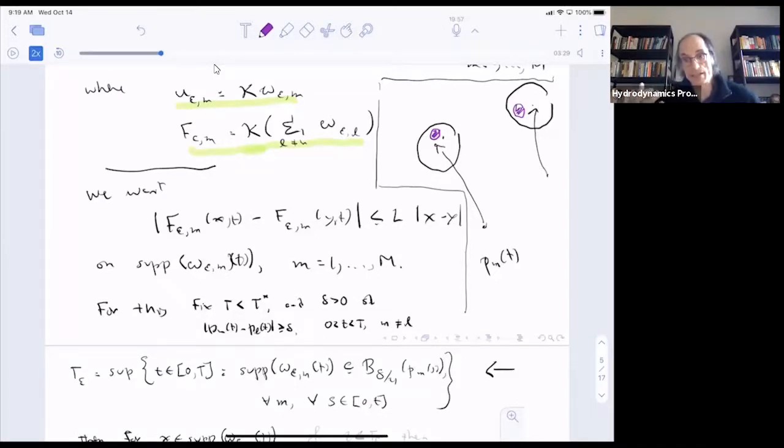In particular, that means they stay some distance away from each other. They stay at least distance delta over 2 away from each other. So I always have a distance delta over 2 between the different vortex blobs. And this is the definition of capital T epsilon: the support of omega epsilon m at time s is contained in the ball of radius delta over 4 around p m at time s. Sorry, this should be an s.